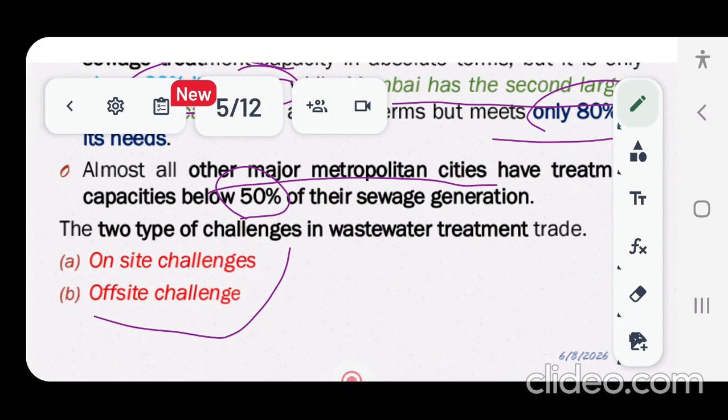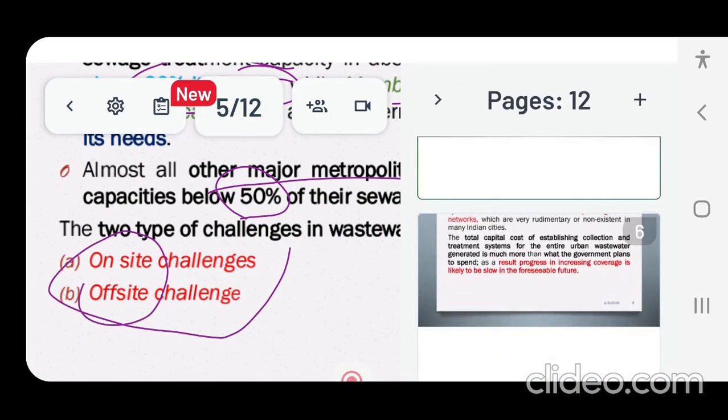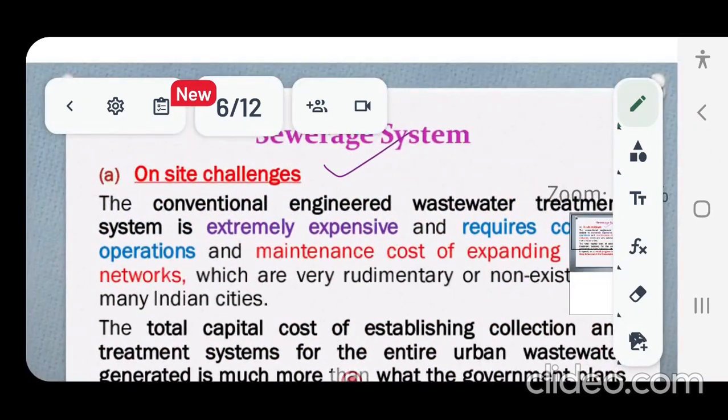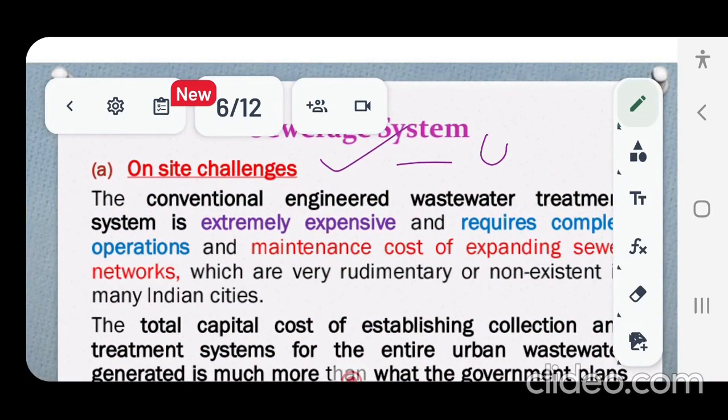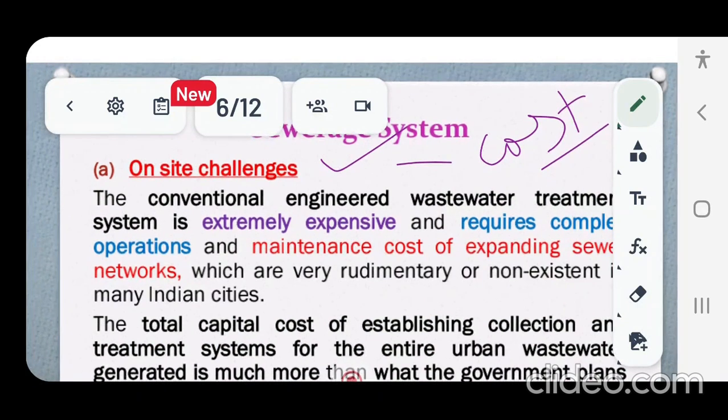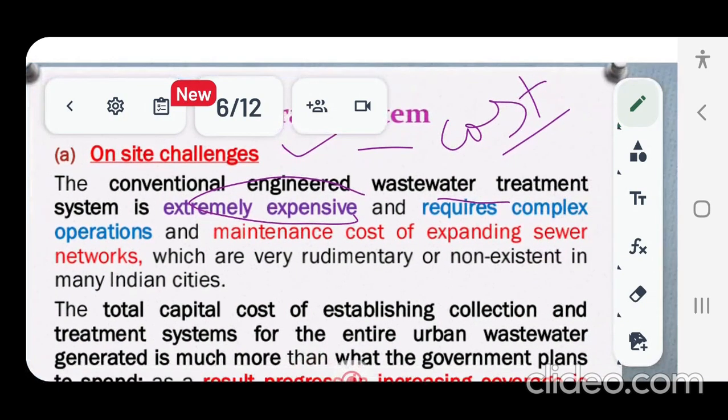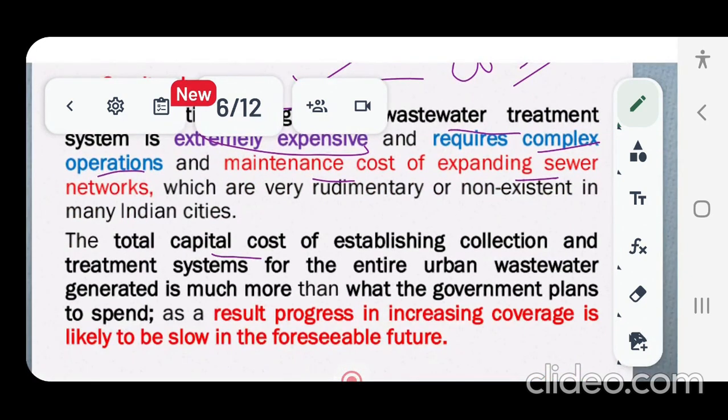The main challenges may be on-site or off-site. On-site challenges are related to the cost involved. The conventional engineered wastewater treatment system is extremely expensive, as it requires complex operations. Maintenance cost in expanding them is really challenging, and the capital cost involved in establishing collection and treatment systems is much more than the government plans to spend. So as a result, the progress in increasing coverage is likely to be slow in the foreseeable future.